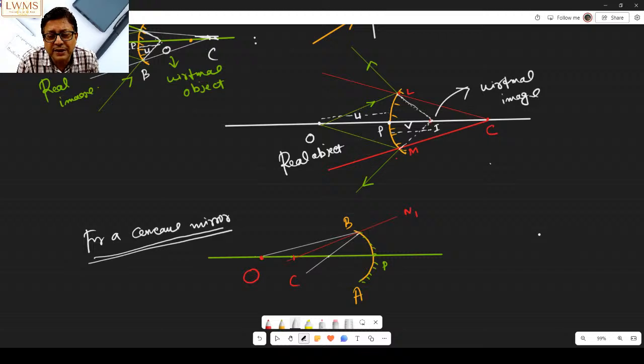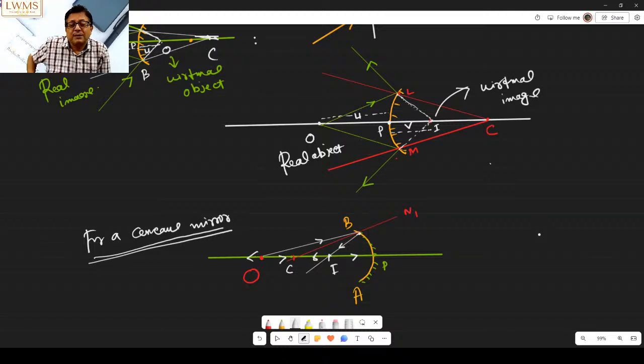The ray will go this manner. You will see that if I send a ray this manner, it is coming this way. If I send a ray towards the pole, then it will retrace its path. Don't you agree? Yes, I agree. So where these two rays intersect, that is going to be the position of image. Where the incident ray and reflected ray meet, that is going to be the position of image. Keep this thing in your mind.